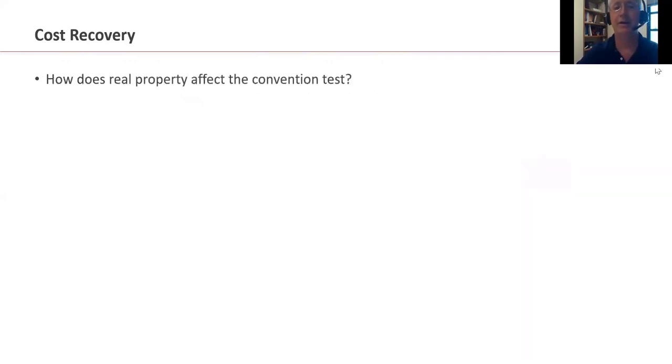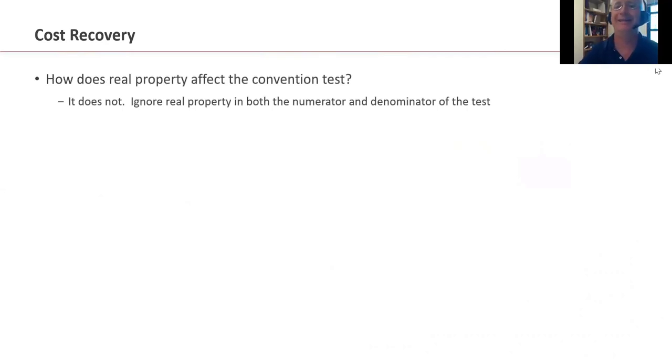Okay, so how does real property affect that convention test? Remember, we did the convention test where we stacked up the property placed in service in the fourth quarter divided by the total property. Real property does not affect the convention test at all. All real property is mid-month, so it shouldn't even get mixed up in the convention test for personal property, and it doesn't. Do not make the mistake of using real property when you're calculating either the numerator or the denominator of the convention test.